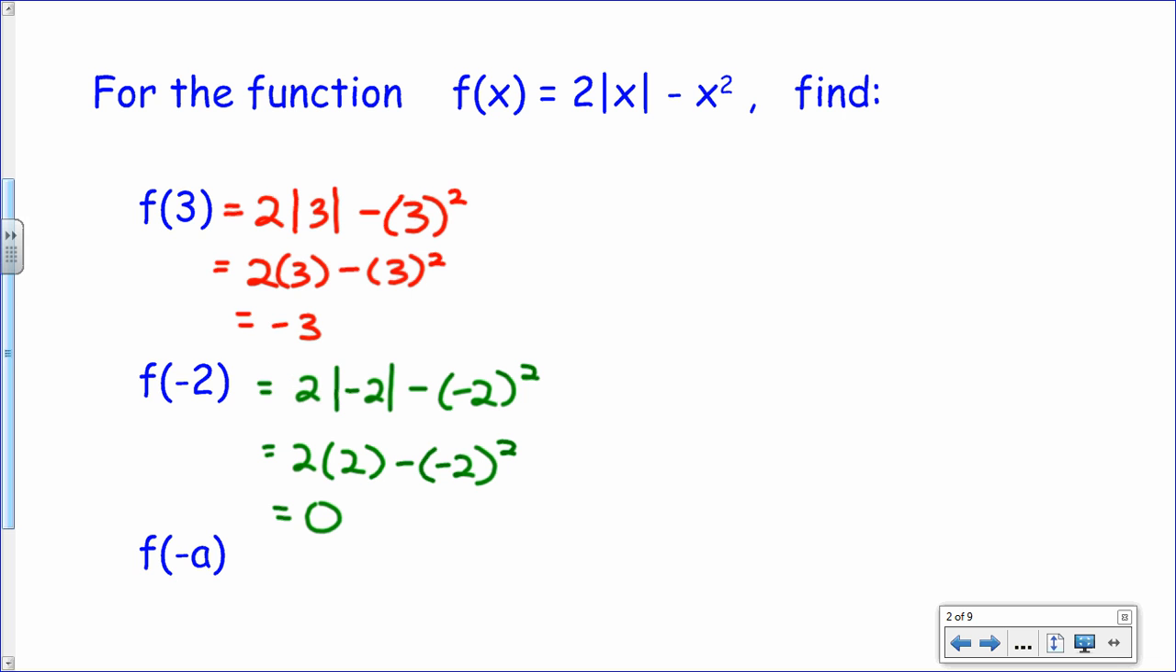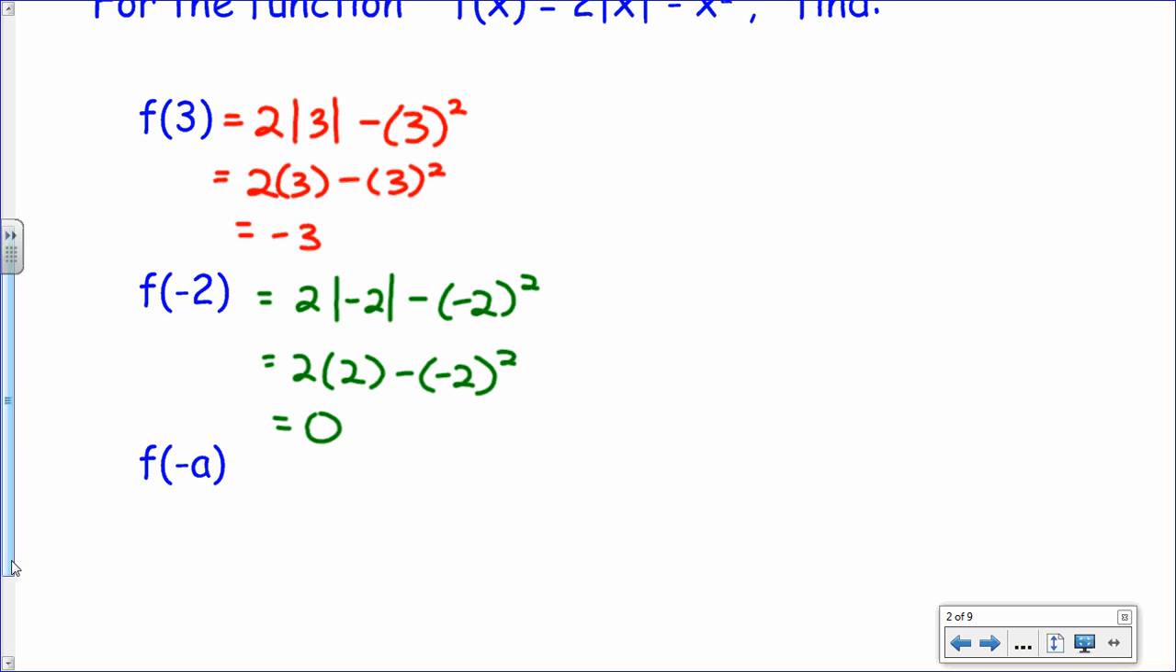So now I'm plugging in a variable. So my answers should have variables in them. So I'm plugging in -a or opposite of a. So when I go to do that, let me write it out first and then we'll talk about it. Okay. So the absolute value of -a equals the absolute value of a. It does not just equal a.